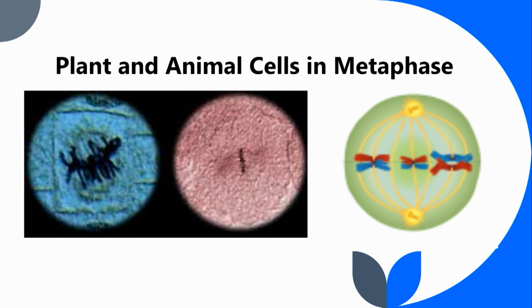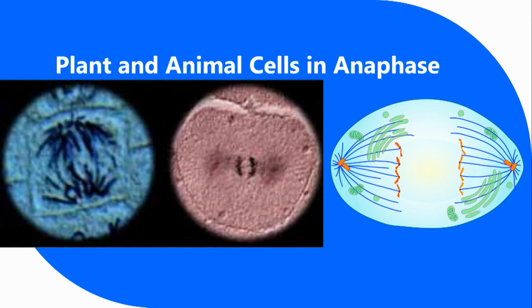So look at both of the pictures on the left. Again, in the blue is a plant cell and the pink is an animal cell. You can see that those chromosomes are in the middle of the cell. If you see a structure that looks like that, where it looks like all of them are lined up along the middle, you know that the cell is in metaphase, okay? After metaphase, once we get the cells perfectly in the middle, we're going to start pulling them apart.